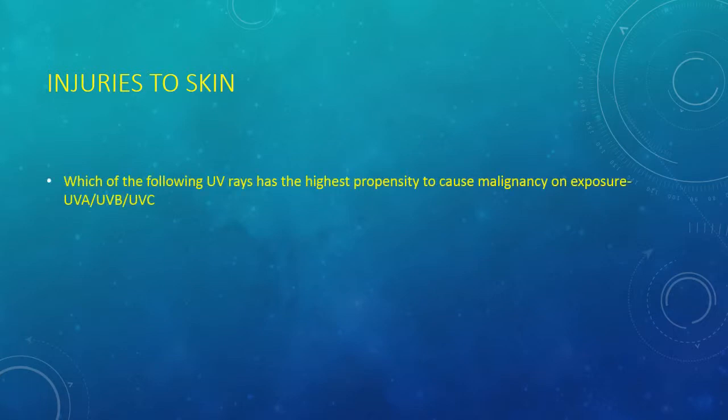Now coming to the post-test. Which of the following ultraviolet rays has the highest propensity to cause malignancy on exposure? UV A rays, B rays, C rays. A rays, aging rays; B rays, burn rays; C rays, cancer rays. So the answer is UVC rays.